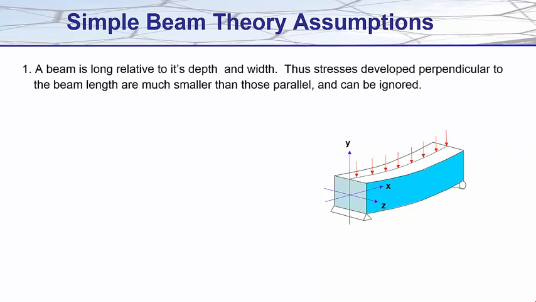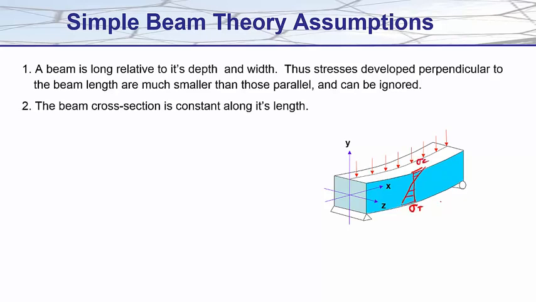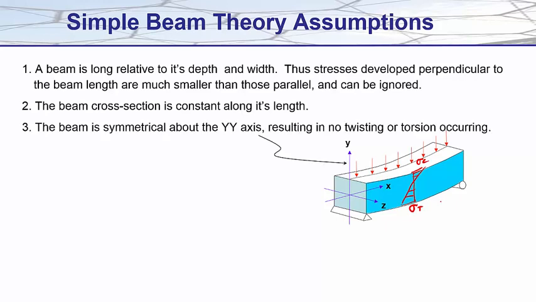So moving on, the assumptions of simple beam theory are: 1. A beam must be long relative to its depth and width, and thus stresses developed perpendicular to the beam length are much smaller than those parallel and can be ignored. So those parallel stresses I'm talking about are our bending stresses. Assumption number 2, the beam cross-section is constant along its length. Assumption 3, the beam is symmetrical about the YY axis, this axis here, resulting in no twisting or torsion occurring.